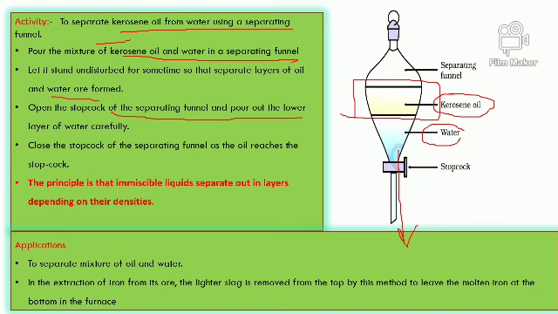The main principle is that immiscible liquid separates out in the layer depending upon their density. So ऊपर कौन सा रहेगा जिसकी डेंसिटी लो होगी, लेस होगी. Application: to separate mixture of oil and water. In the extraction of iron from its ore, the lighter slag is removed from the top by this method to leave the molten iron at the bottom in the furnace. This is used in metallurgy.